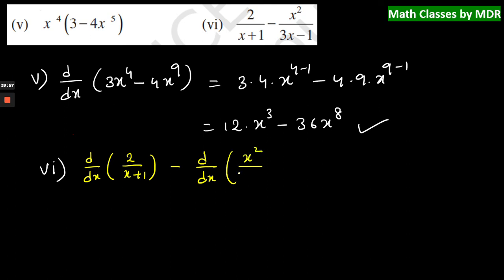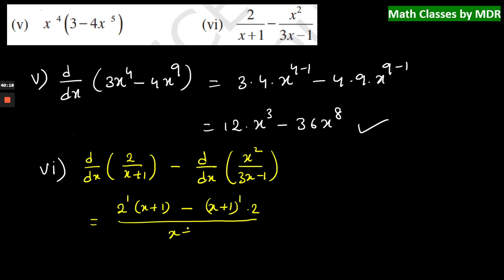Now we can use the quotient formula here, right? So what is that? First we have to take d by dx of 2. Can I write it as 2 prime? 2 prime into (x plus 1) minus (x plus 1) prime, that is d by dx of (x plus 1), into 2, whole divided by (x plus 1) whole square. Minus, x square prime, d by dx of x square, into (3x minus 1) minus (3x minus 1) prime into x square, by (3x minus 1) whole square.